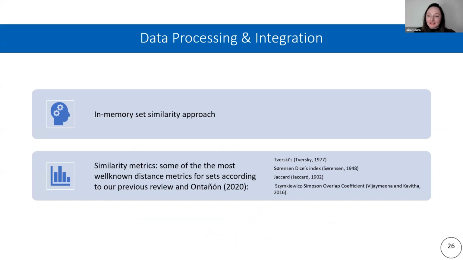The processing phase is based on an in-memory set similarity approach because we use Python notebooks. So we use some of the most well-known distance metrics for set similarities according to a previous systematic literature review we performed. So we used similarity metrics: the overlap set similarity, the Jaccard index, the Sørensen-Dice, and Tversky coefficients.